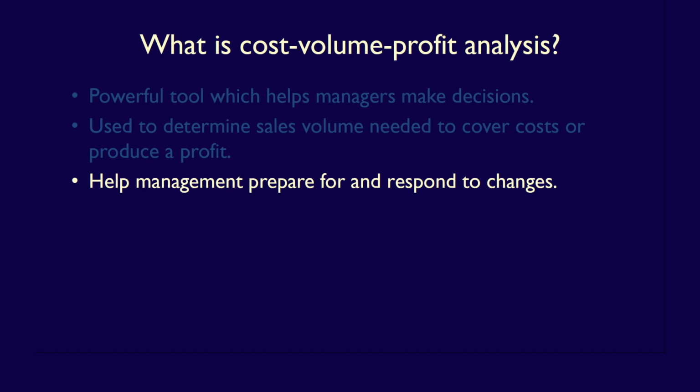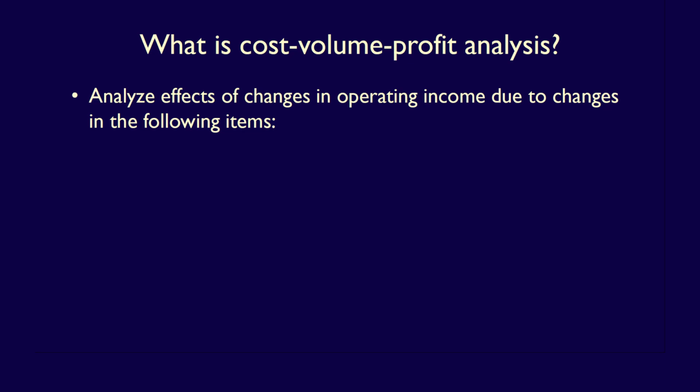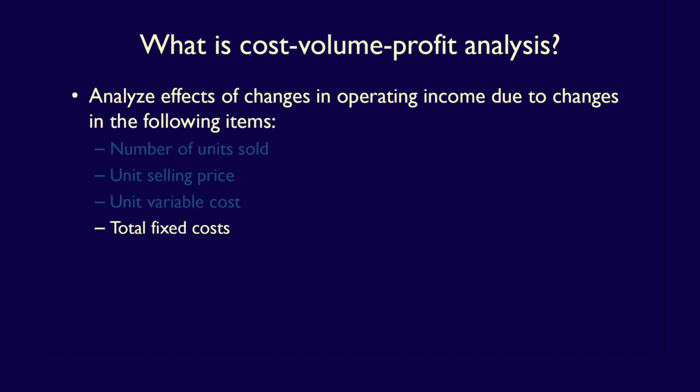What changes am I referring to? Changes in the variables used to calculate CVP analysis. Changes which cause operating income to also change. These changes include such things as the number of units sold from period to period, the selling price being charged per unit to the customer, the variable cost per unit, such as the cost of materials or labor, the total amount of fixed costs, such as the monthly costs for rent or depreciation, and the sales mix.